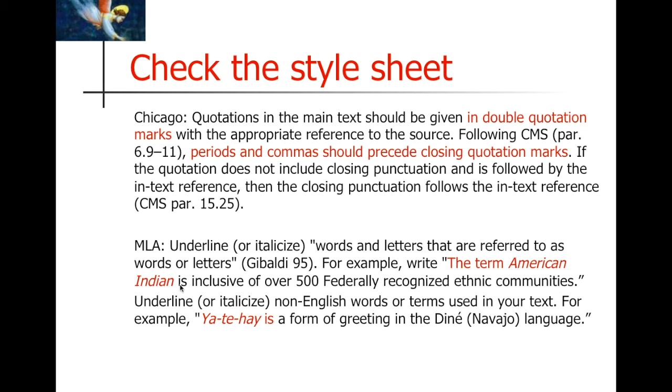So here we've got the recommendation. The term American Indian is inclusive of over 500 and so on. Okay, so to indicate that's a term, not just a bit of language that I'm using in a normal way, they're using italics, and italics are the same thing as underlining. These days we have computers, it's easy to do italics. And then the same thing if you've got non-English words or terms, as you can see here. For what is not English, use the italics to indicate that it has a special status. Underlining again is the same as the italics. All right, so for all these minor points, check the style sheet you're going to use in your particular piece of writing.